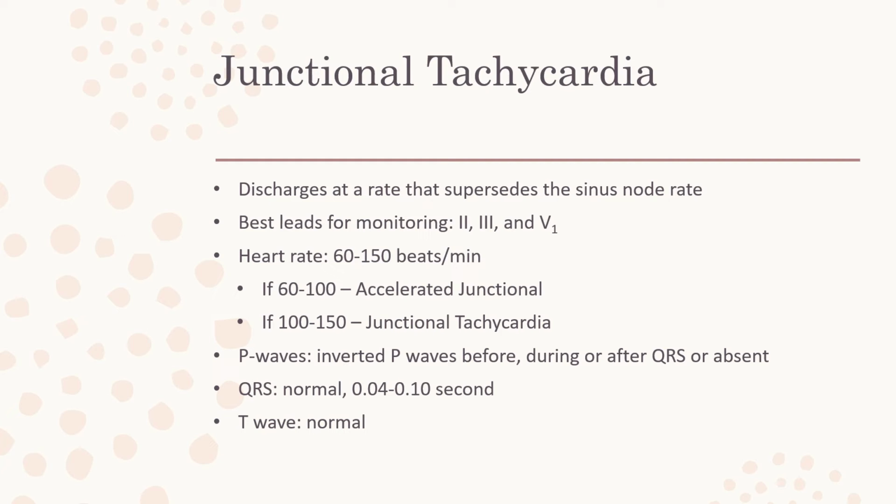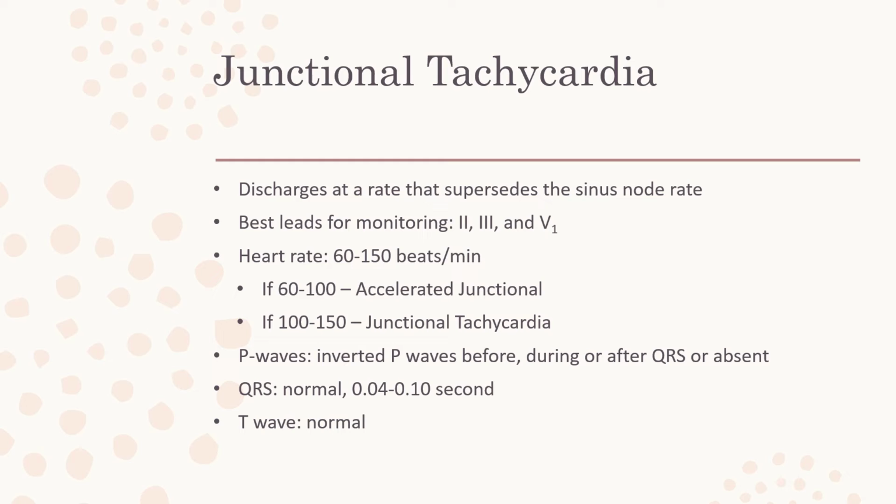If we look at the characteristics of junctional tachycardia, the impulse at the bundle of His discharges at a rate that supersedes the sinus node rate. The best leads for monitoring are leads 2, 3, and V1. The heart rate typically runs between 60 and 150 beats per minute. It can go all the way up to 250. If the rate is 60 to 100, we call it accelerated junctional. If it's 100 to 150, sometimes all the way up to 250, we call it junctional tachycardia.